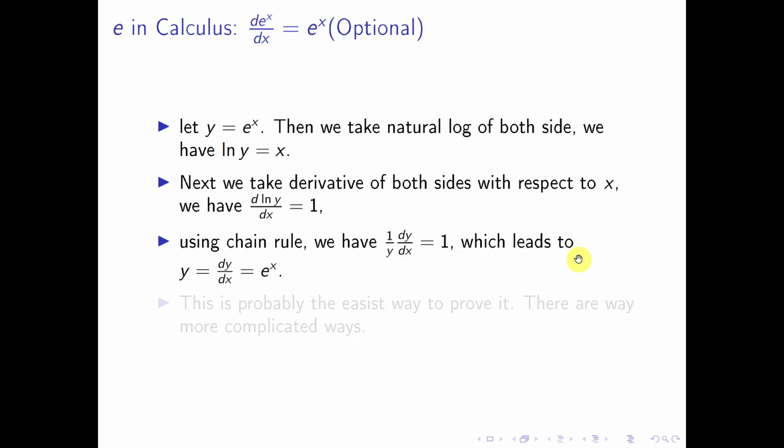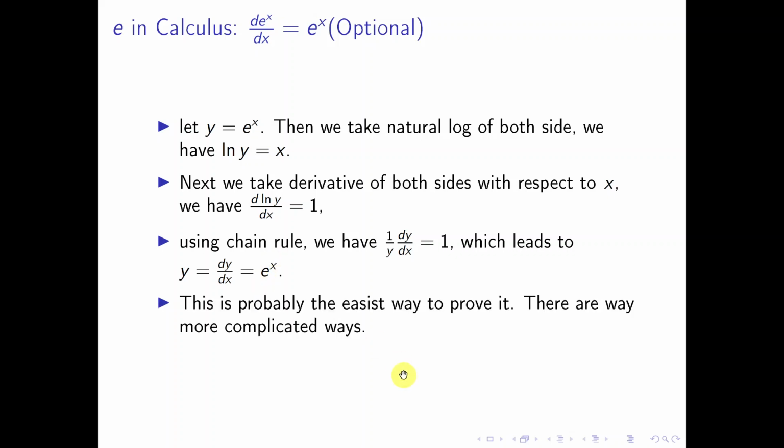We rearrange the equation a little bit, and we get y equals dy over dx. But what is y? y is e raised to the power of x, the exponential function of x. So this proves the property that for the function e to the x, the exponential function of x, its derivative is itself. So this is probably the easiest way to prove it.